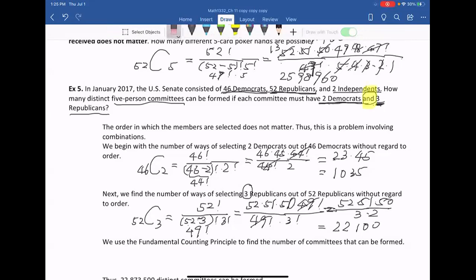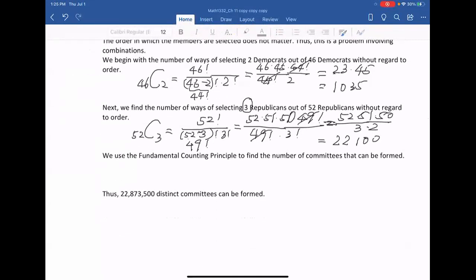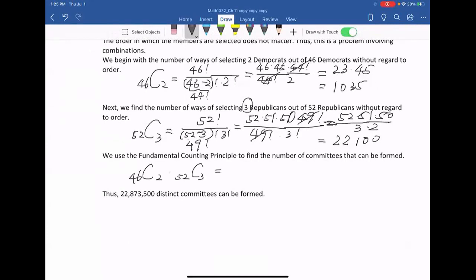Okay, so here I mentioned "and." If we see "and," we need to multiply the two results together. So the answer should be 46C2 times 52C3. And multiply the result together, we get 22,873,500. There's no decimal point here. So we have this many distinct committees that can be formed.